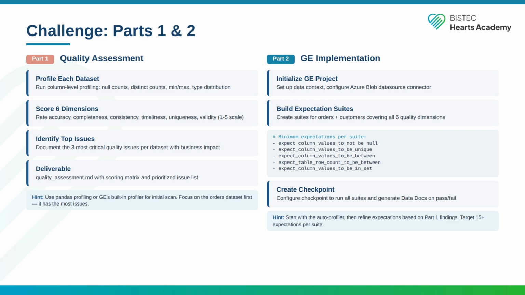Create a checkpoint that runs all suites and generates data docs on pass or fail. Start with the auto profiler, then refine the generated expectations based on what you found in part 1. The profiler gives you a solid baseline. Your domain knowledge makes it production ready.